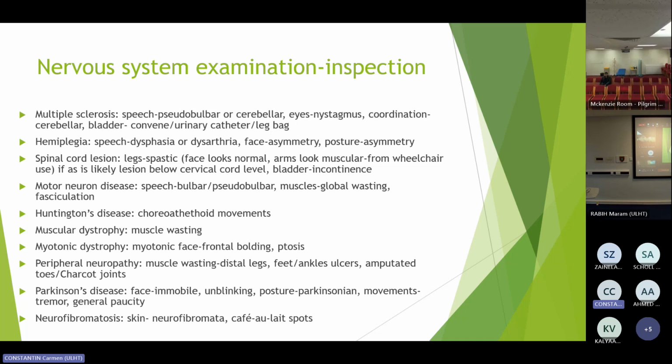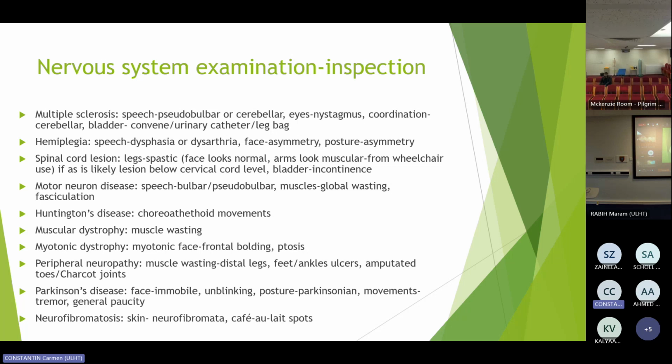In hemiplegia, you can also have, along with hemiplegia, speech changes. You can have face asymmetry and posture asymmetry. In spinal cord stroke or lesion, you can have spasticity of the legs, and it is likely that the lesion is below the cervical cord level. In this case, that is when we have bladder incontinence.